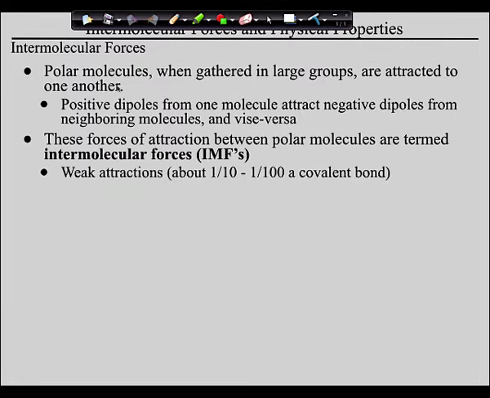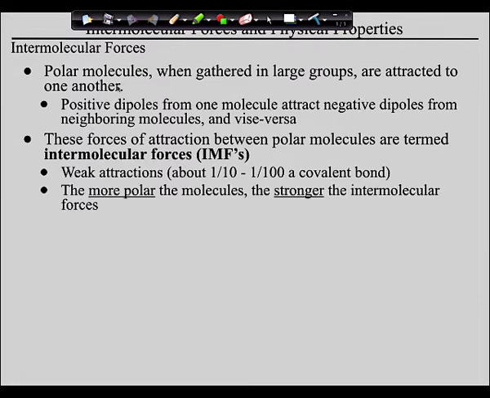Now guys, these attractions are not very strong. They're actually about 1/10 to 100th the strength of a covalent bond. But guys, don't confuse weak with not important. They're wildly important. They're just not terribly strong. So these intermolecular forces are not as strong as bonds. They're not intermolecular bonds. Don't refer to them as bonds. They aren't bonds. They're simply attractive forces that exist between these molecules. And again, they're not very strong.